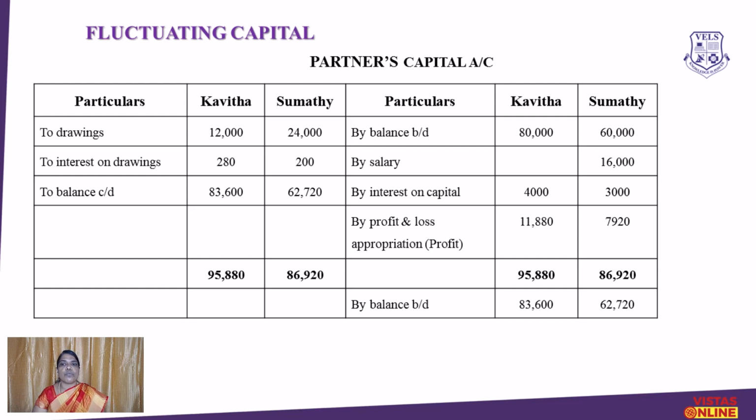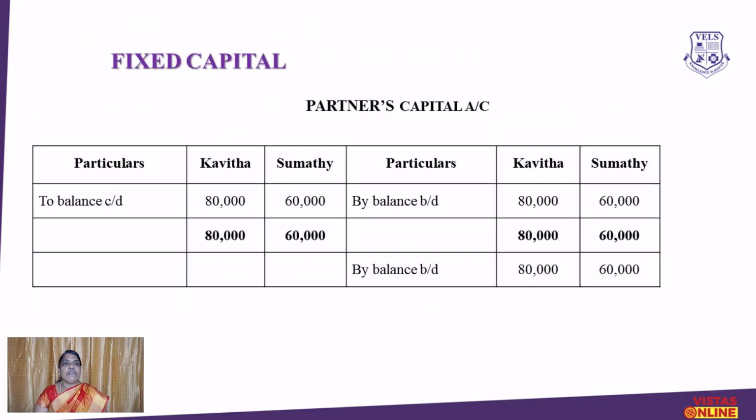Then you come to Sumati's calculation. For Sumati, the total value is 86,920. When we subtract the debit side total, we will get the balance 62,720. So we can write it to balance CD for Sumati, 62,720. Both balances we have to bring down here. So we can write it by balance BD. For Kavita 83,600, for Sumati 62,720.